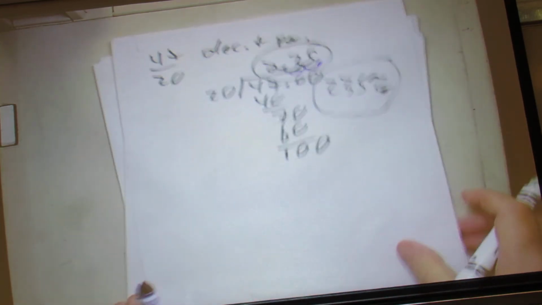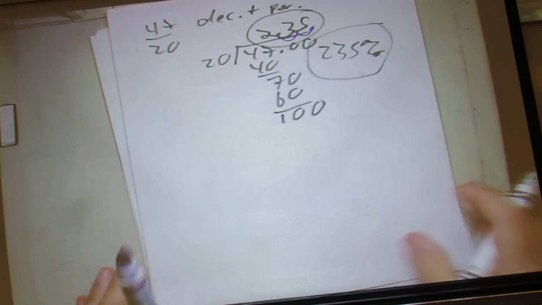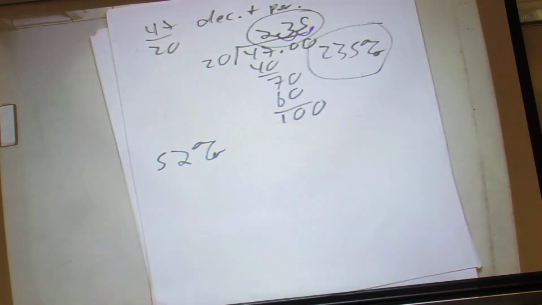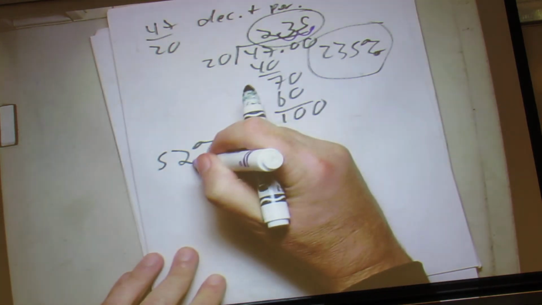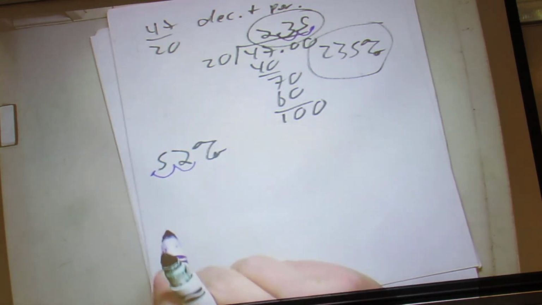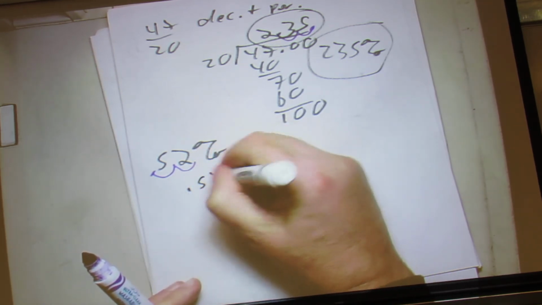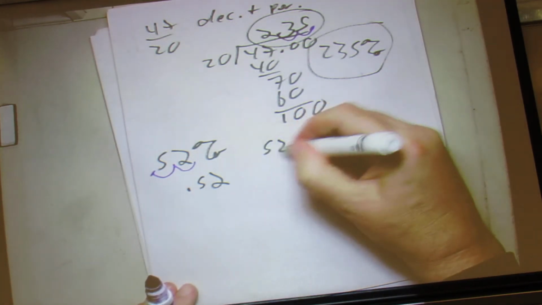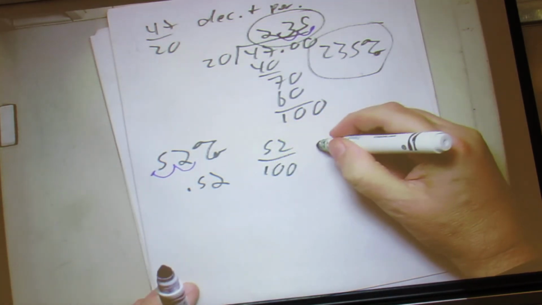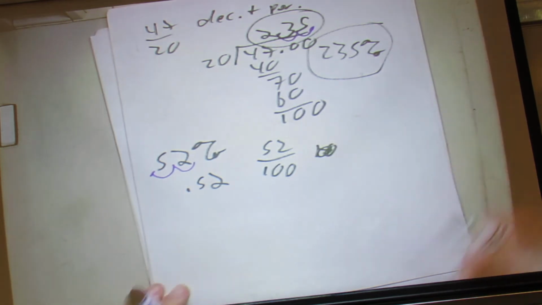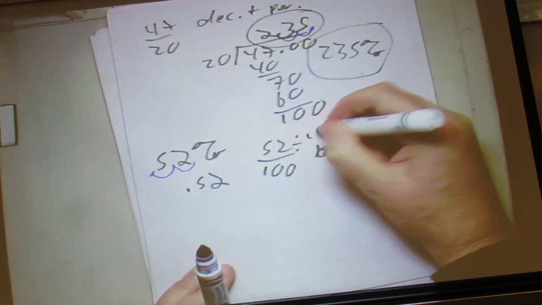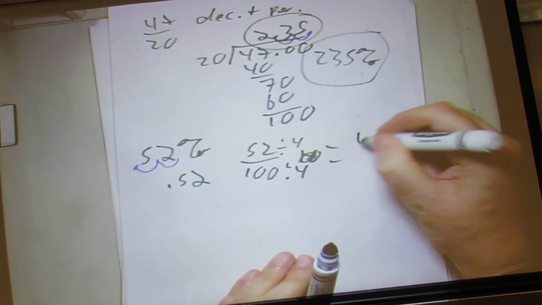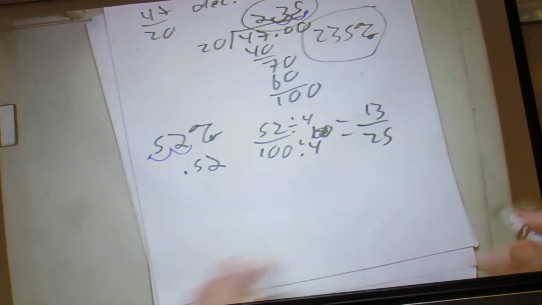If we start with a percent, let's say 52%. First, we change it to a decimal by moving over 2 spots. So it's going to be 0.52. And then to a fraction, we're going to go 52 over 100. And we need to reduce that. We can divide both by 4. And we're going to get 13 over 25.